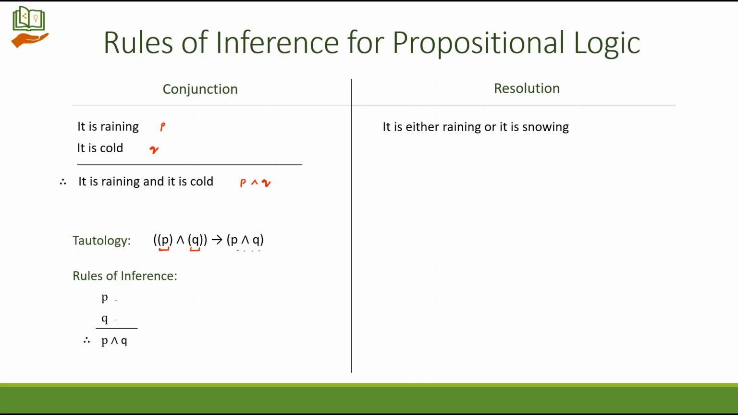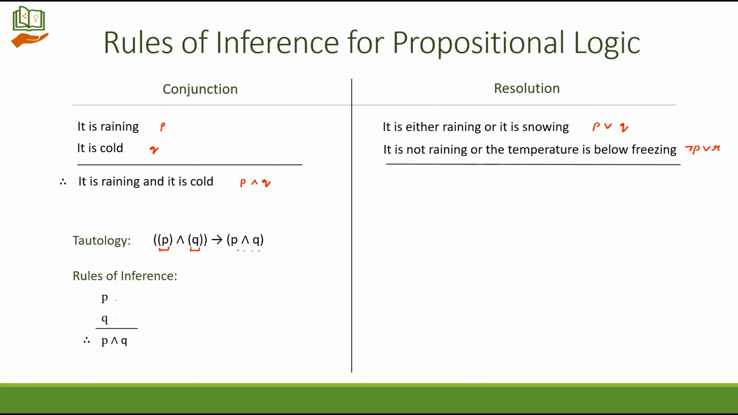Let's move on to the final rule of inference, resolution. It is either raining or it is snowing. So it is P or Q. It is not raining or the temperature is below freezing. What is not raining? It is negation of P, or the temperature is below freezing can be taken for R. What is the conclusion stating? Therefore, it is either snowing or the temperature is below freezing. We are bringing Q or R. We are leaving out P and negation P.